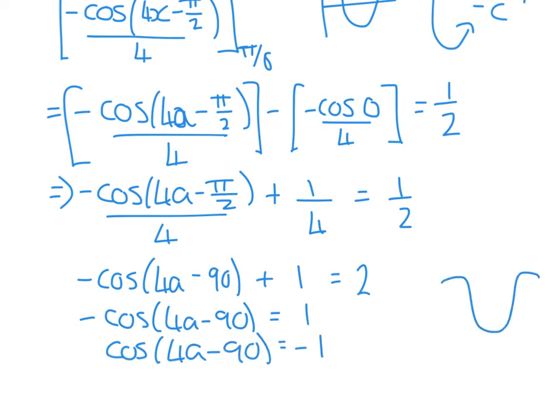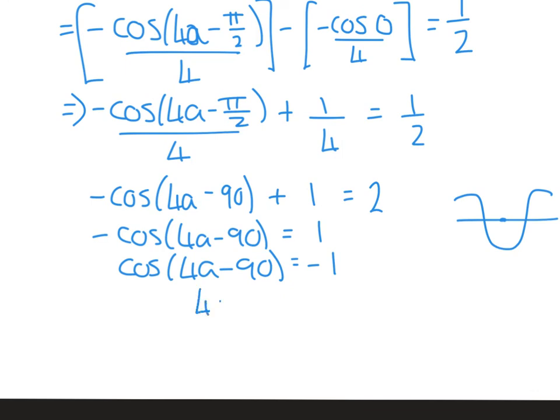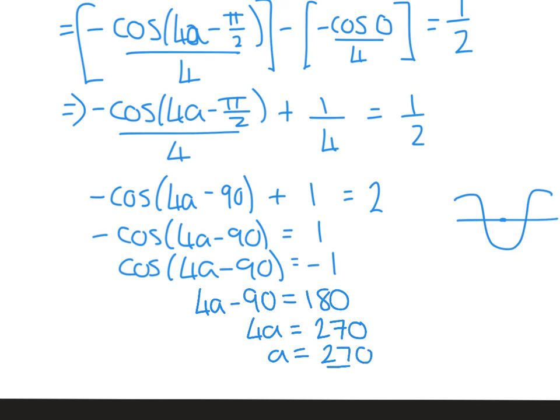Now your cos graph only has one answer of -1, which is right in the middle, which is 180. So this bit here in the bracket equals 180. So 4a minus 90 equals 180. So 4a equals 270. So a is 270 over 4.